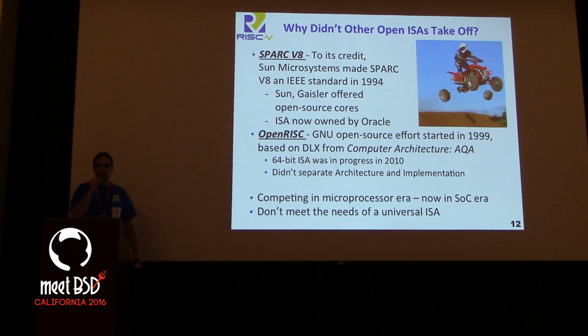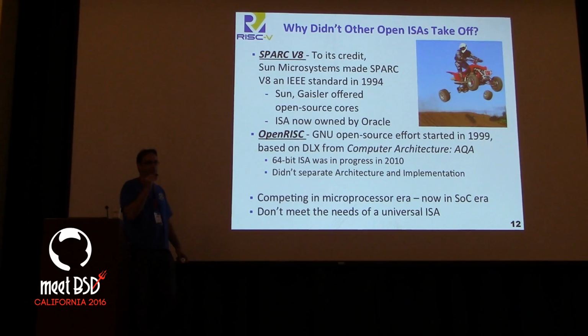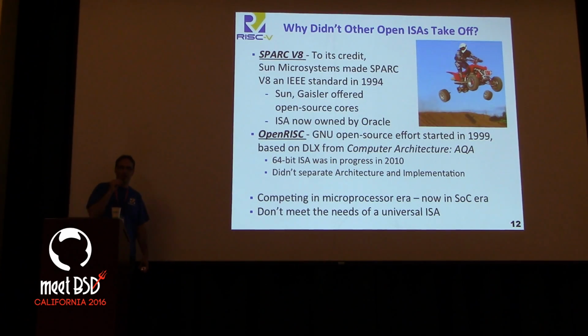So we weren't the first people to think about doing a free and open ISA. So a couple of other ones deserve mention. Sun, to their credit, came out with Sparc v8, made that an IEEE standard. And both Sun and a company in Europe, Gaisler, funded by the ESA, European Space Agency, they offered open source cores. Unfortunately with Sparc, it ended up getting bought by Oracle, and that's kind of now disappeared off into Larry Land or whatever, so that's owned by Oracle.